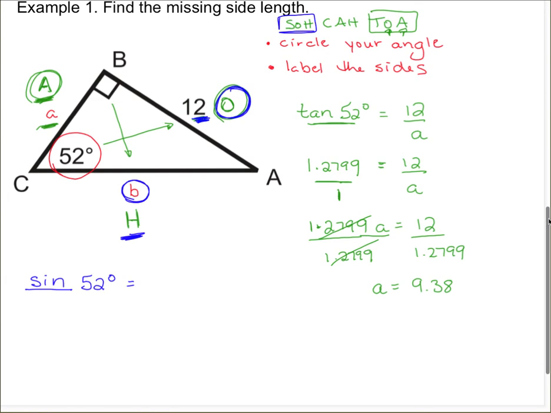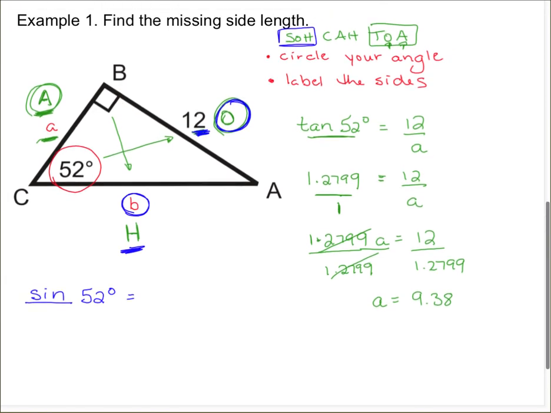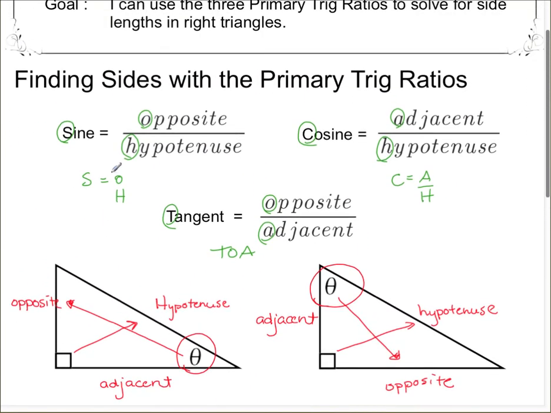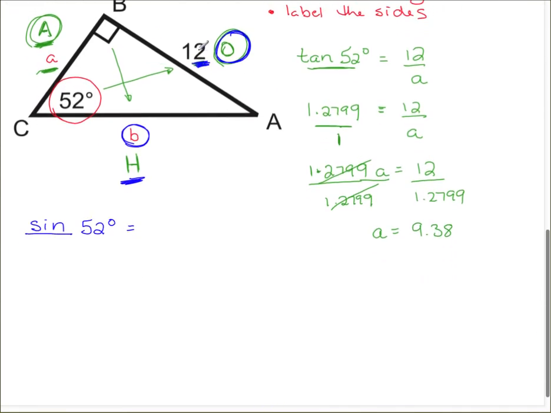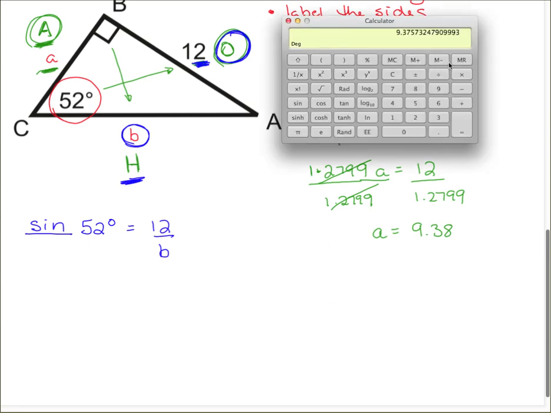That order, remember when I did it up here, I'm going to go up very quickly. See up here? Sine is opposite over hypotenuse. So we have to go opposite over hypotenuse. So it's going to be 12 over B. Now remember, sine of 52, the same as tan of 52, is just a number, and the calculator is going to tell me what it is.